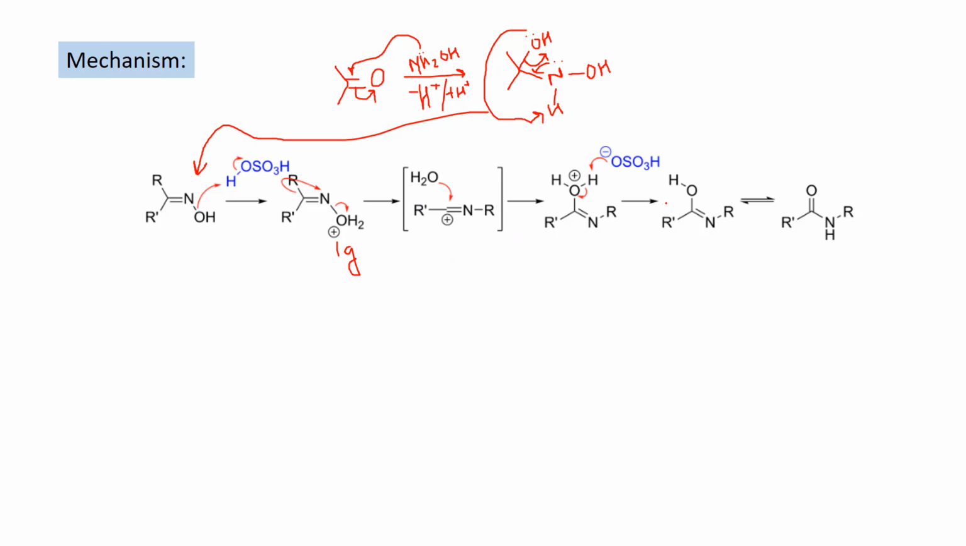Then the OH2 will attack this carbocation center again, and through elimination of H plus we will get this hydroxylamine type of compound, and through rearrangement, through tautomerism, we get this amide. So this is the mechanism of Beckmann rearrangement.